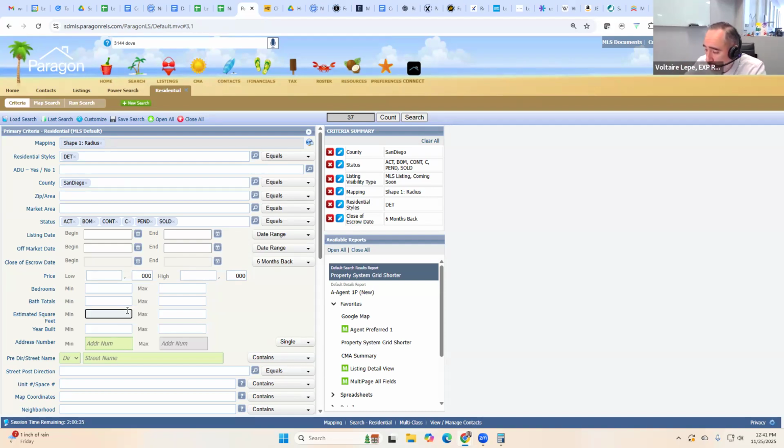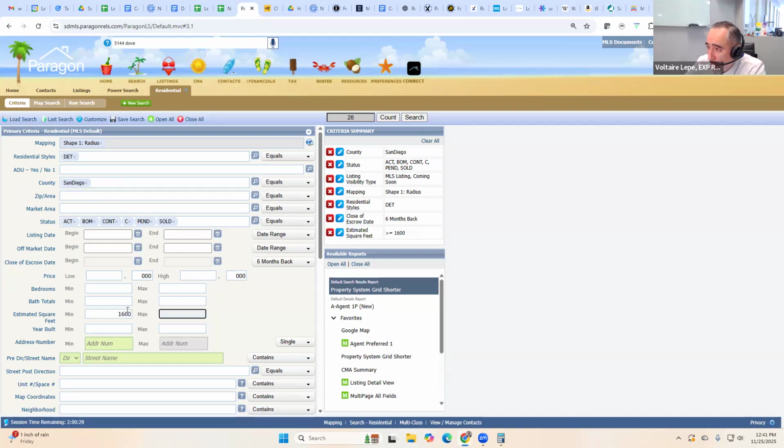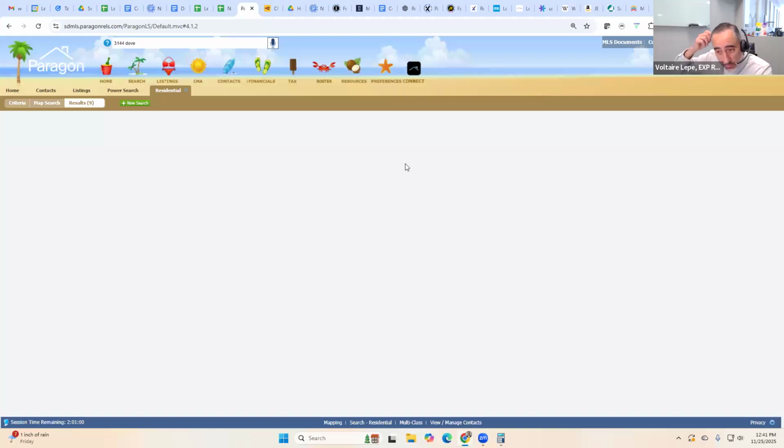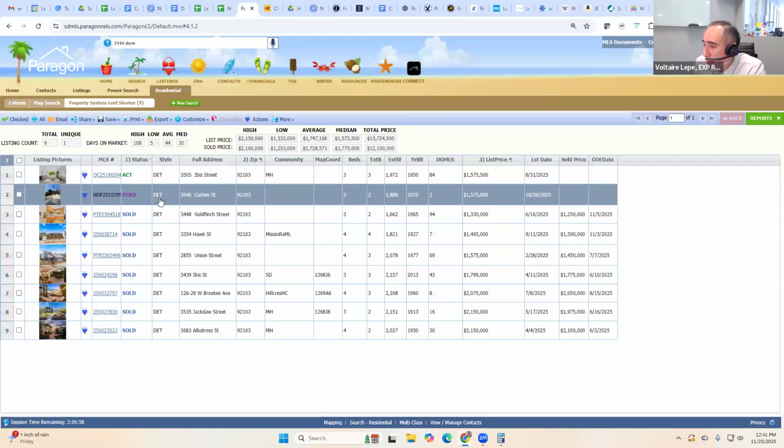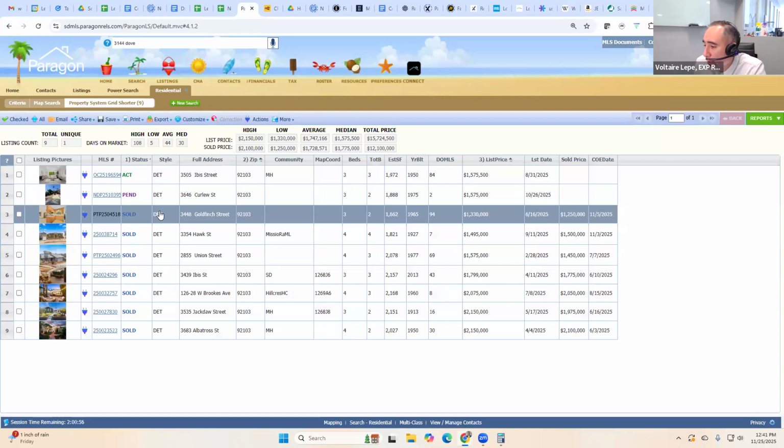1922. So I'm just going to do, for this case, 300 below and 300 above. So I'm going to do 1,600 square feet and then 2,200 square feet ballpark. So there's 9 comps between that square footage. I'm going to hit search, and I have 1 active, 1 pending, and then 7 sold.